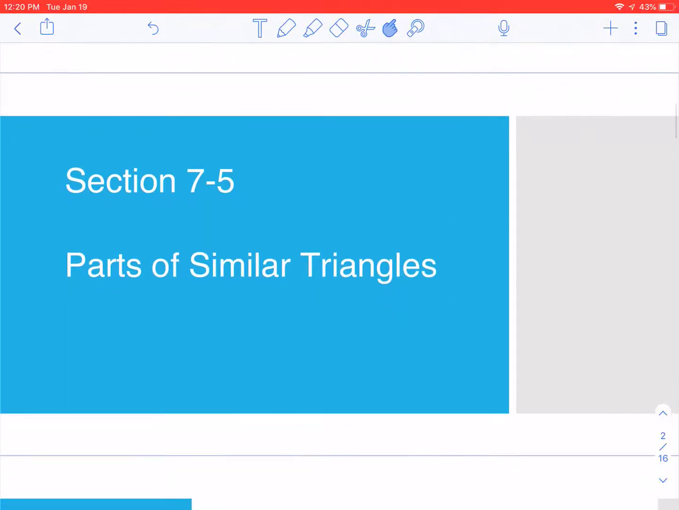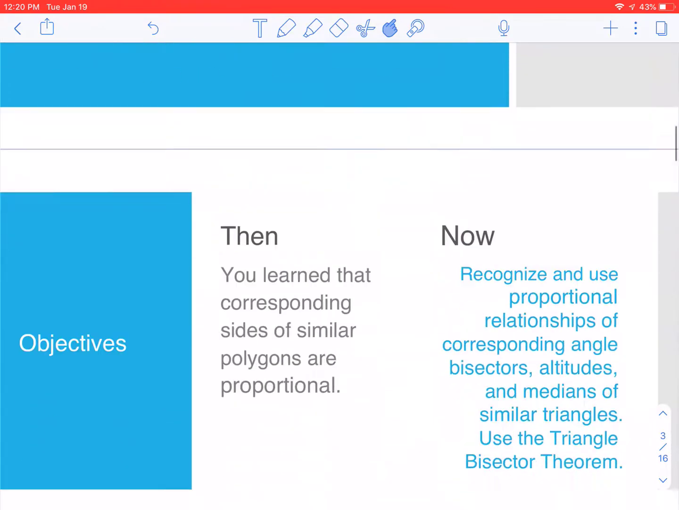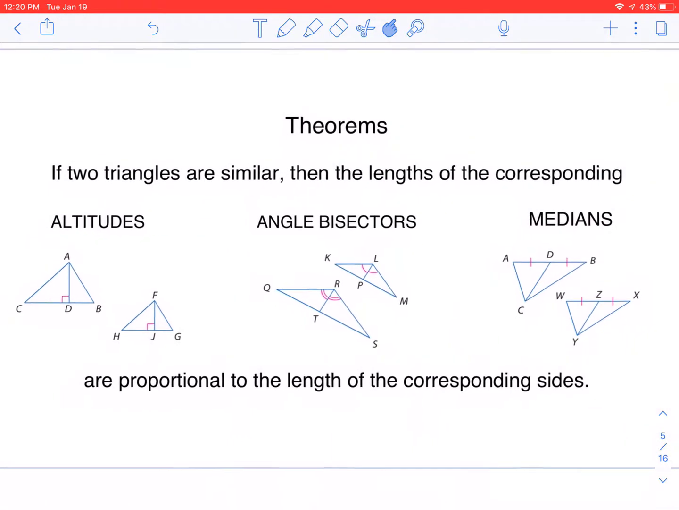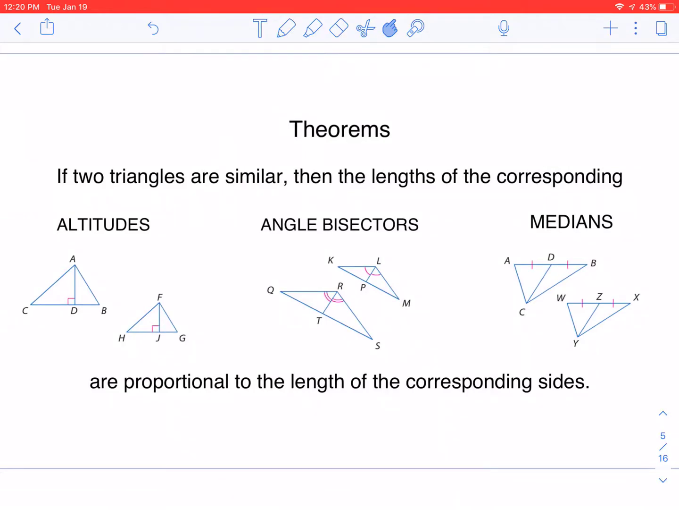The last section of our chapter will be section 7.5, parts of similar triangles. So the parts of similar triangles we're going to be talking about are one thing you already know about, angle bisectors.